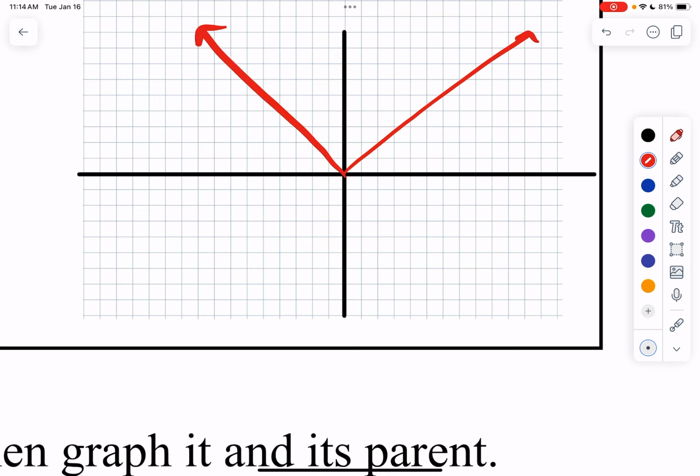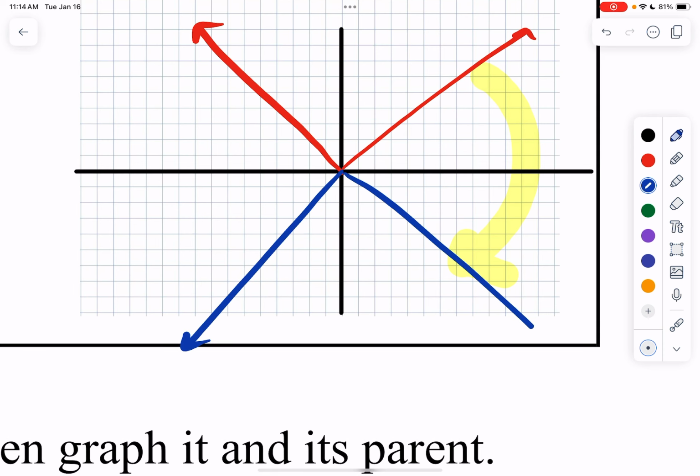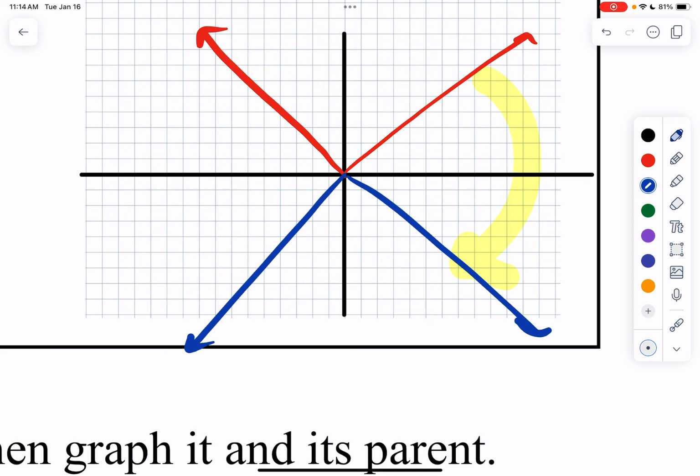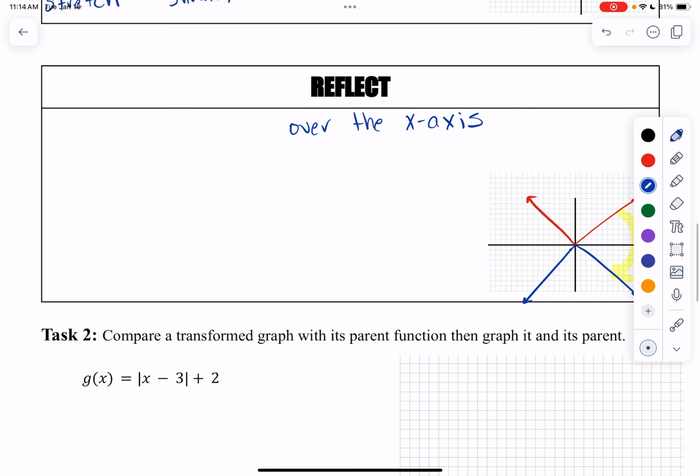So what we're going to be doing is reflecting that, flipping it over that x-axis. So it's going to be flipping it down like that. Instead of the point being up 1, it's now down 1. Since I'm going down 1 instead of up 1, that's a negative. So that's going to take a negative times f of x. It's going to be a negative out in front of my absolute value.